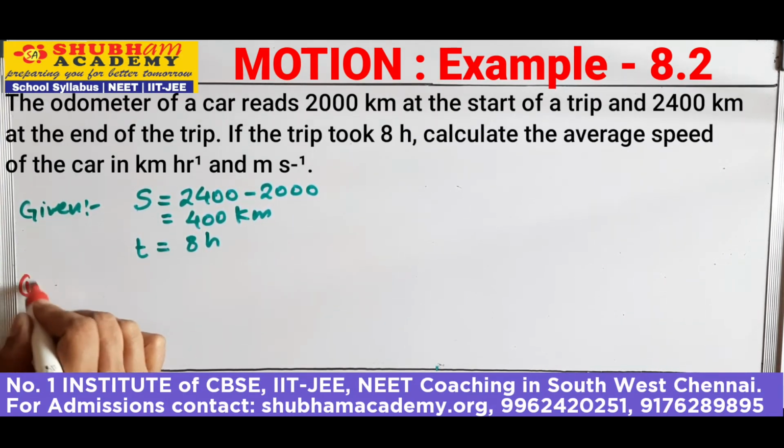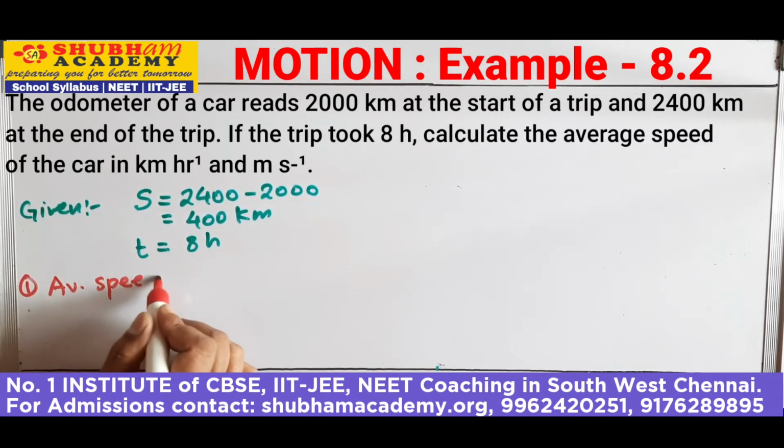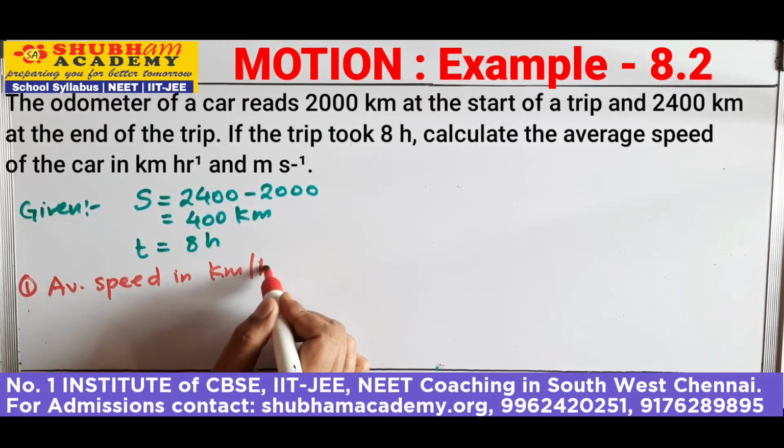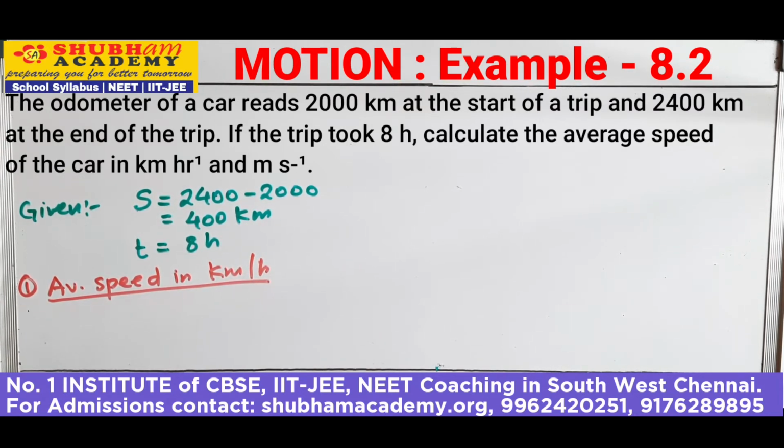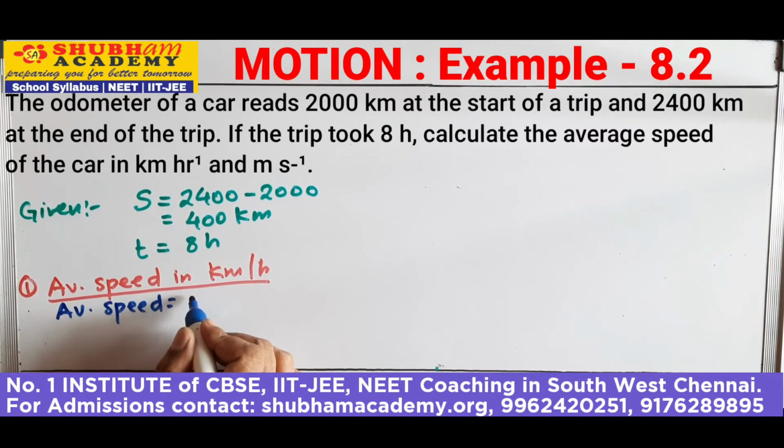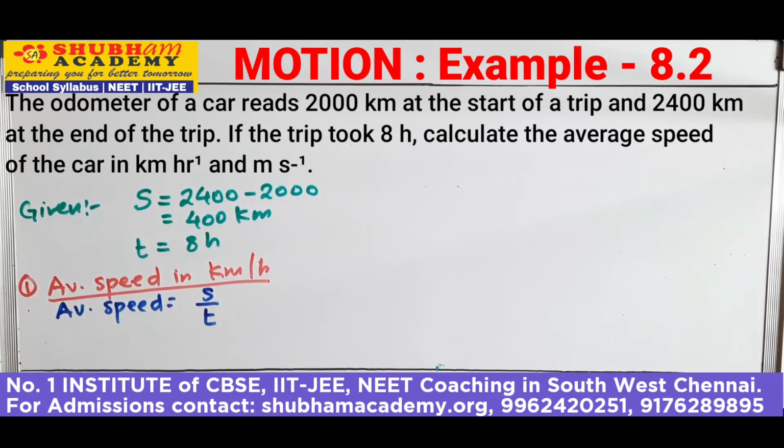So first we will find average speed in kilometer per hour. We know the formula of average speed: average speed is equal to total distance traveled divided by total time taken. So how much is the distance here? 400 kilometer. And how much time? 8 hours, right. So you get 50 kilometer per hour. So average speed in terms of kilometer per hour is 50. Now we will see average speed in terms of meter per second.